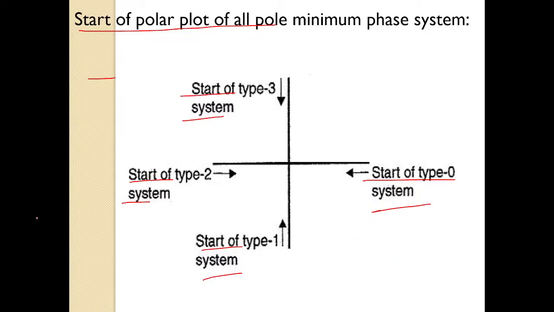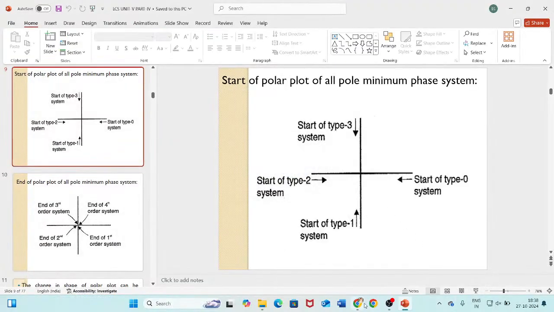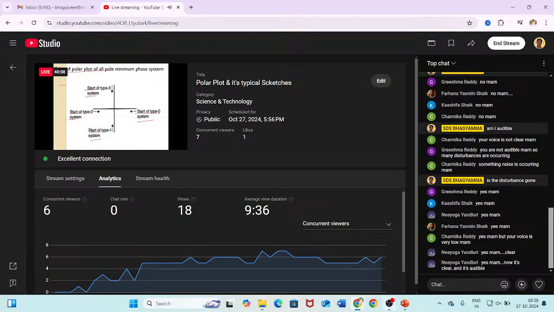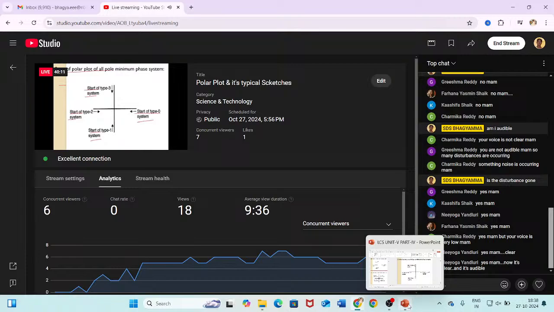And from which axis will they start? From the 0 degree axis, or plus 90 or minus 90, or plus 180 or minus 180, or plus 270 or minus 270. It will depend on the type of the system. Depending on the type of the system, the axis, or coordinate, from which the polar plot will start will be decided.